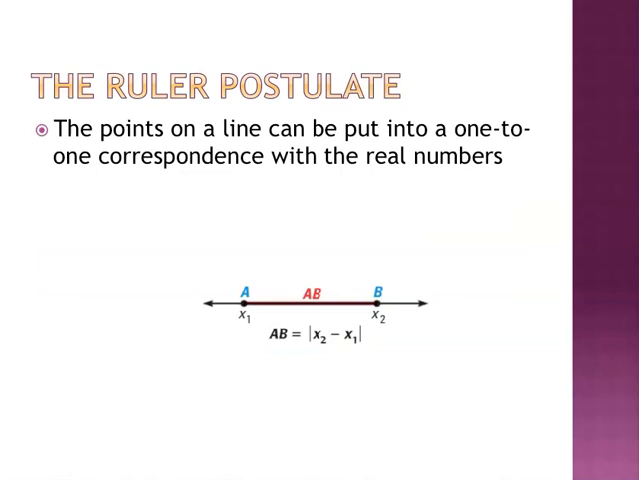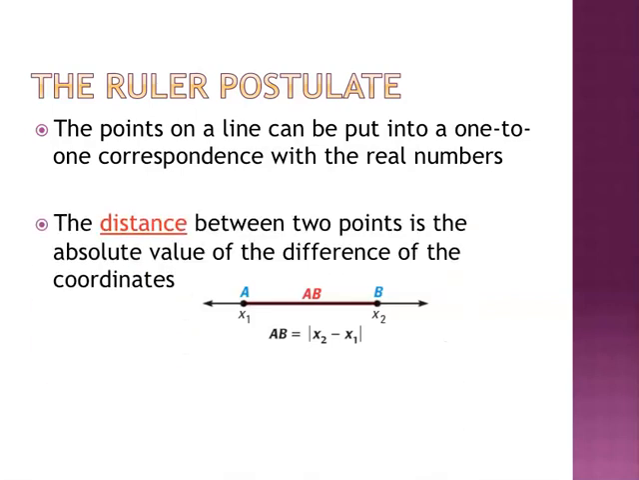Alright, so the points on a line can be put into a 1-to-1 correspondence with the real numbers, which is what you have on a ruler. And the distance between 2 points is the absolute value of the difference of the coordinates. Okay, so if you were to find x2 minus x1, and then take the absolute value, that would give you the distance.